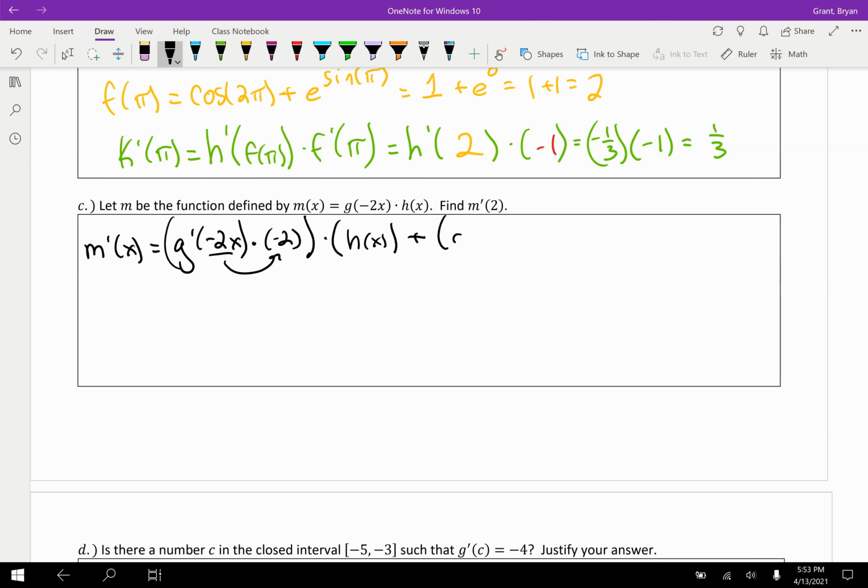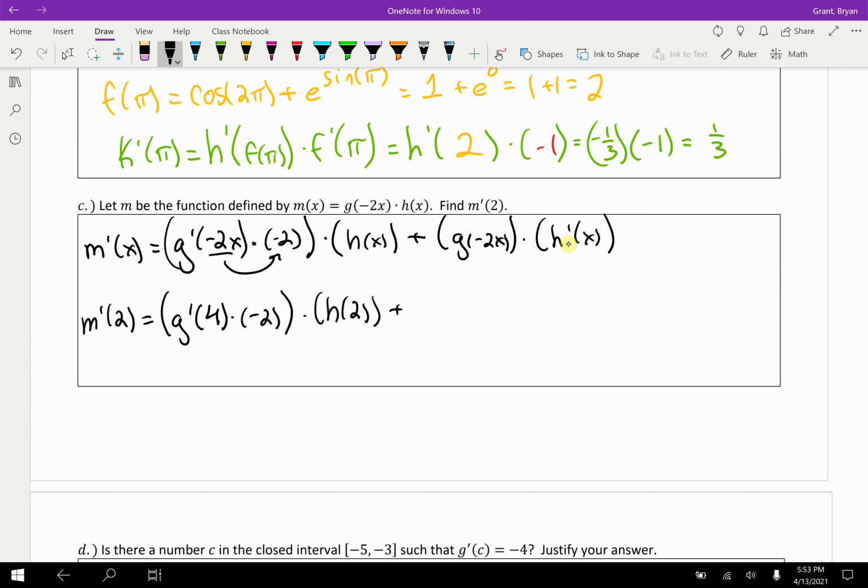Product rule has a plus, keep the first one the same, and then the derivative of the second is here. Now we need to find m prime of 2. All right, and we're going to do a little bit of cleaning up here. So this becomes g prime, we're substituting in 2. Negative 2 times 2 is 4, and then times negative 2 on the outside. This is h of 2. This is g of negative 4, and then this is h prime of 2.